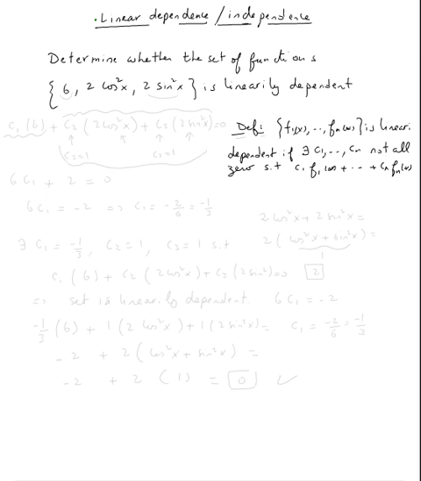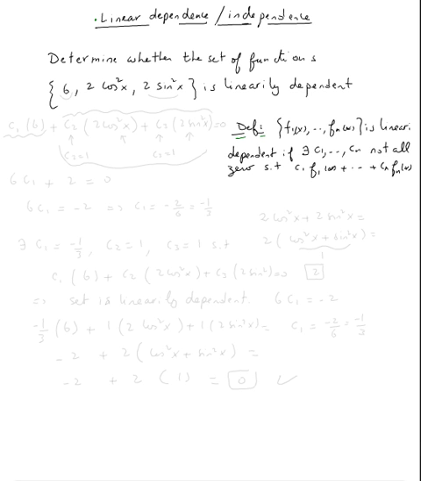The topic here is linear dependence and independence. Let's do this example. Determine whether the set of functions 6, 2 cosine square, 2 sine square is linearly dependent. The definition says f1 of x all the way to fn of x is linearly dependent if there exist some constants c1 through cn, not all 0, such that c1 f1 of x plus and so on plus cn fn of x is equal to 0.